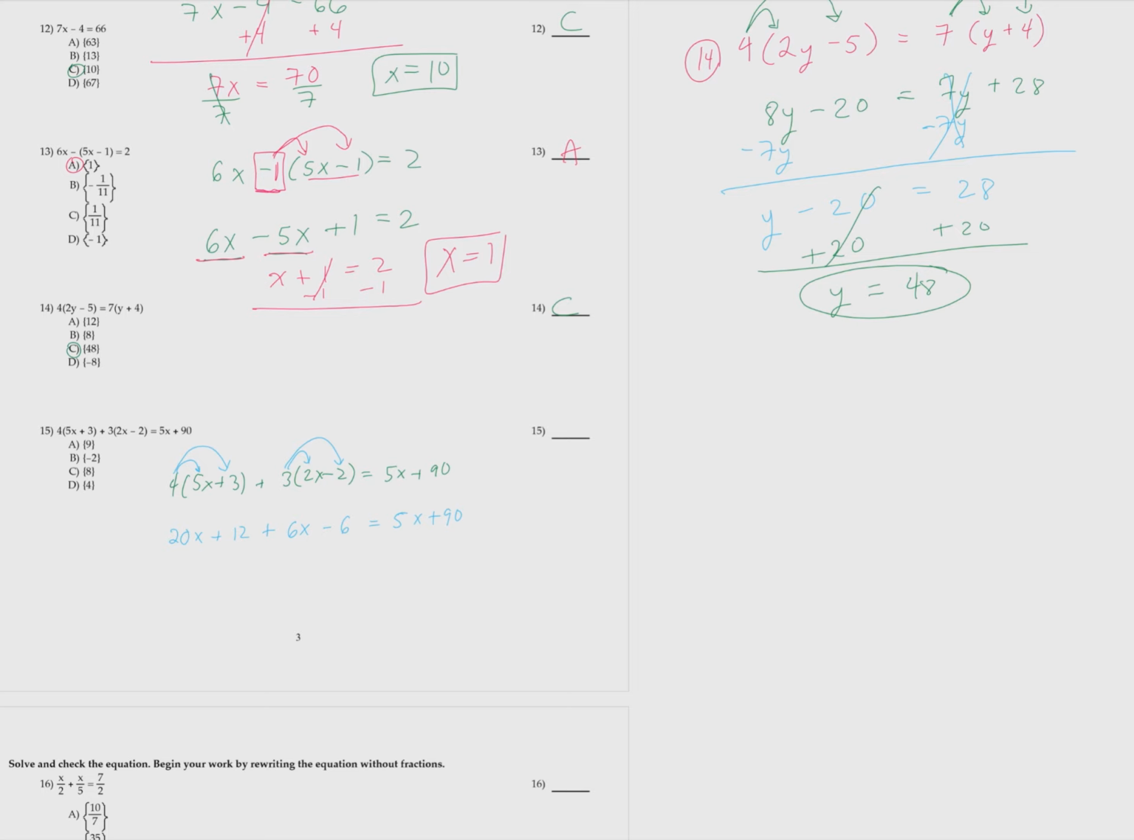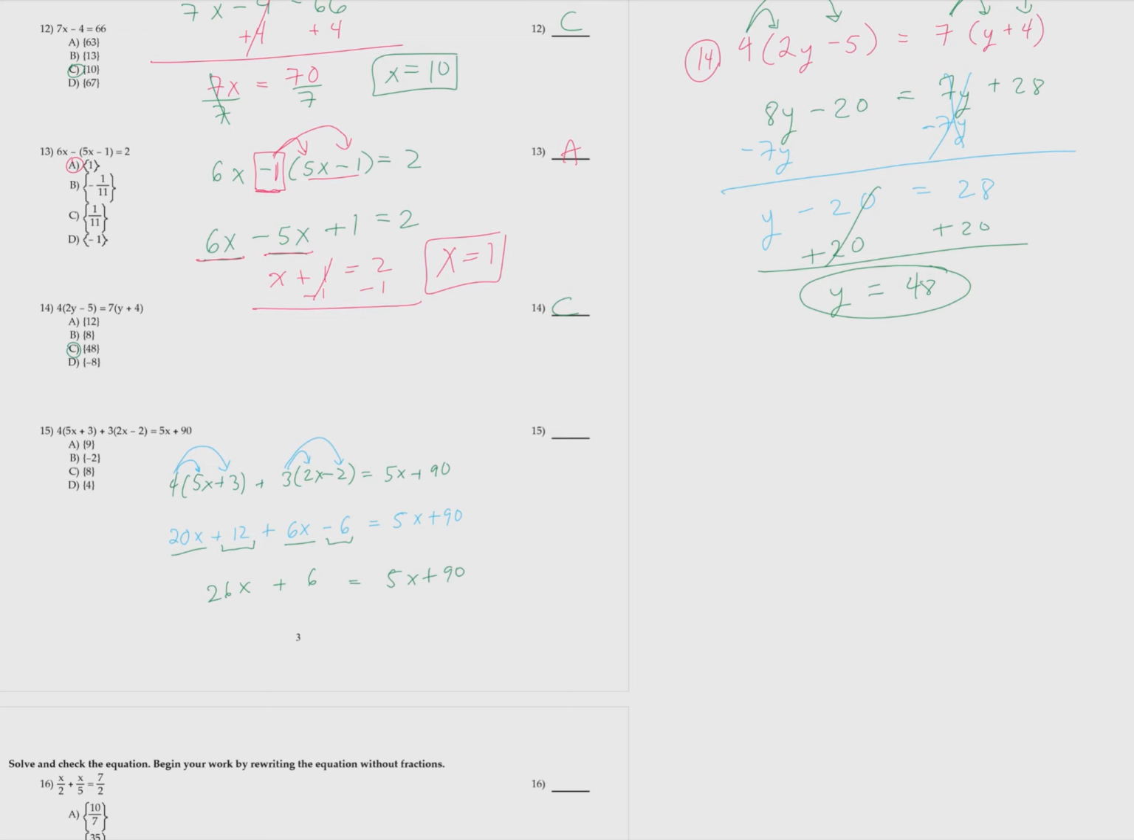Alrighty, so the right side had no parentheses, so it was okay. Now we're going to combine like terms. I noticed that the 20x here and this 6x can be combined. So what is 20x plus 6 more x's? 26x. Excellent. I also noticed that the 12 and the negative 6 can be combined. So what is 12 minus 6? That's 6 remaining. Okay. And now we're able to start moving things around, right?